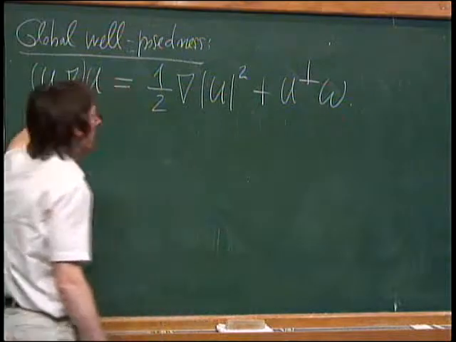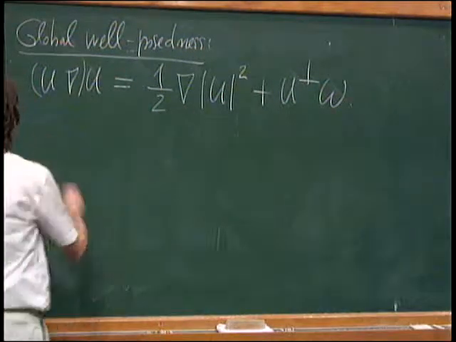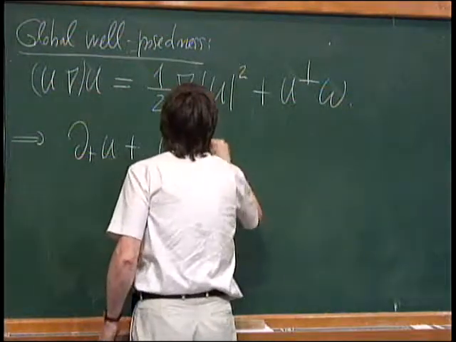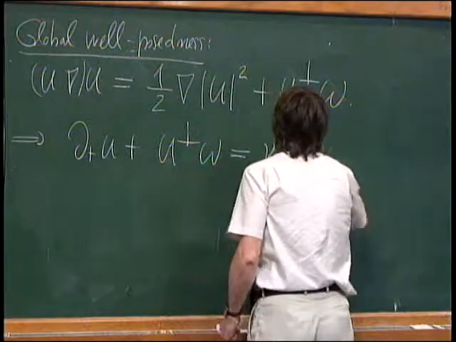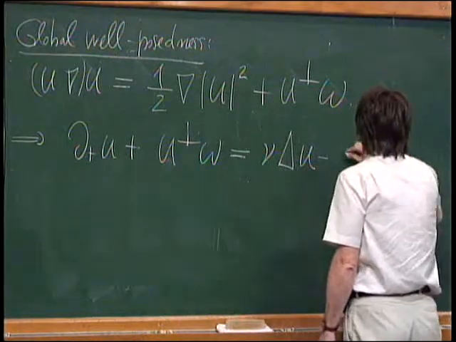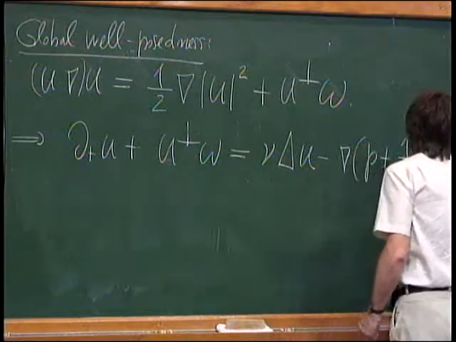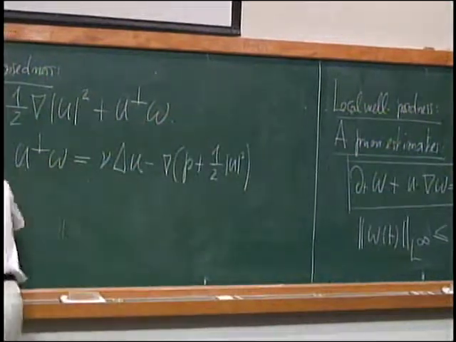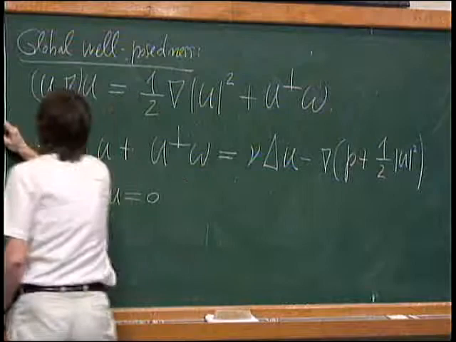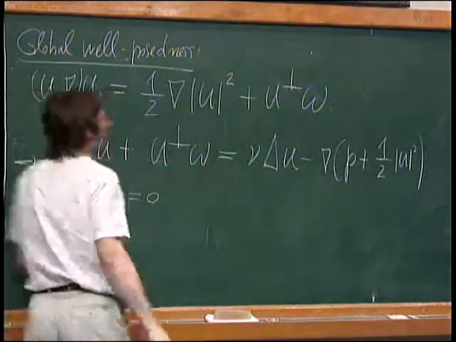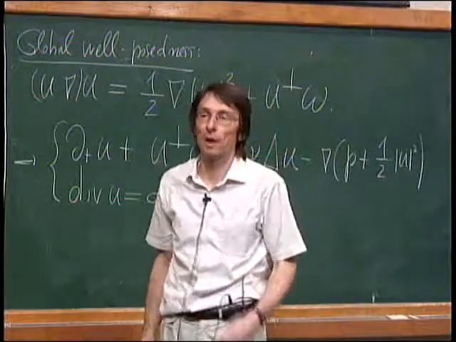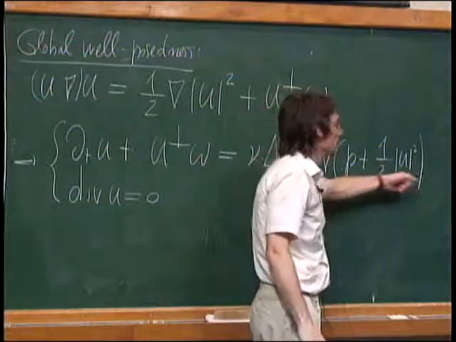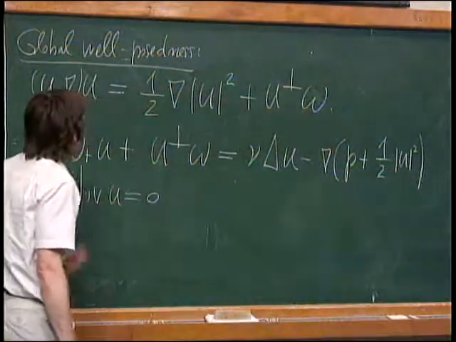Okay? So if you replace this into the Navier-Stokes equation, you obtain the equation in the following form: dt u plus u orthogonal omega is equal to nu Laplacian of u minus gradient of (p plus 1/2 u squared). Okay? And of course, divergence of u is equal to 0. So you see that if you write this in this way, the pressure is modified. It becomes p plus 1/2 u squared. This is what you do when you derive Bernoulli's law for Euler. This is the quantity which appears in Bernoulli's principle. And then you have this nonlinearity.